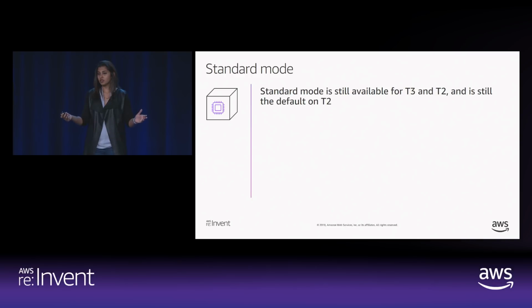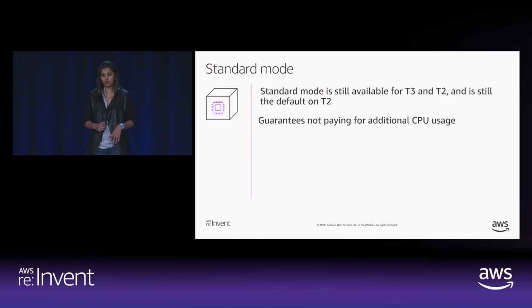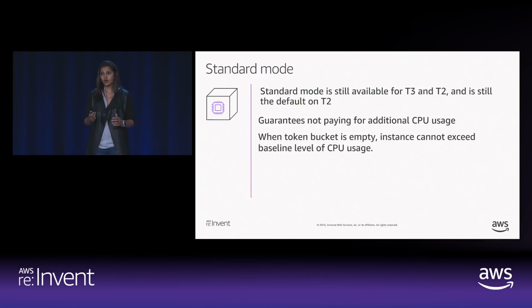Now, if you don't want to deal with all this variable CPU price, no problem. You still have the standard mode available. You can switch to standard mode on T3, T3A, and T2. You're guaranteed to not pay any additional CPU usage when you operate in standard mode. However, you do want to know that when you run out of CPU credits, your instance will be throttled back to baseline, and you can burst only after accruing CPU credits.